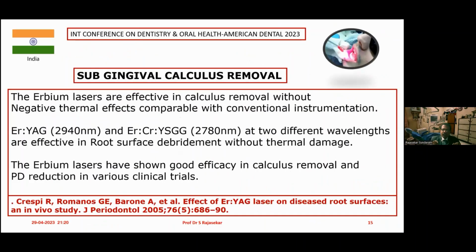So subgingivally, the erbium YAG lasers are considered very, very effective in removing the calculus without producing much thermal changes to the adjacent structures. Both erbium YAG as well as erbium, chromium, yttrium, scandium, gallium, and garnet lasers at different wavelengths have shown supreme efficacy in calculus removal as well as reduction in the probing pocket depth.